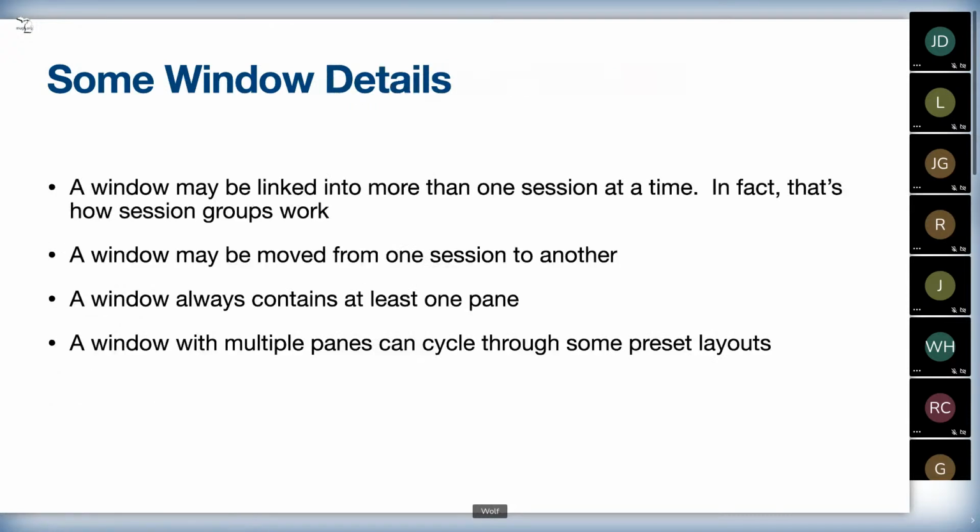So some details about windows. A window may be linked into more than one session at a time. In fact, that's how session groups that we just talked about work. You can move one from one to another. You do that with move window. A window always contains at least one pane. If that pane goes away, the window goes away. And if you have a window with multiple panes in it, you can cycle through some preset layouts. The shortcut for that is prefix space.